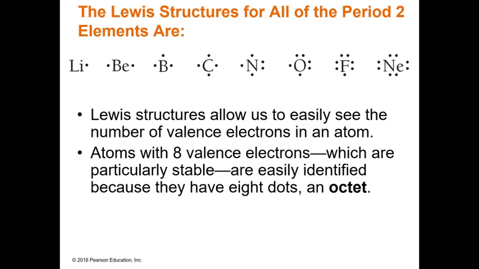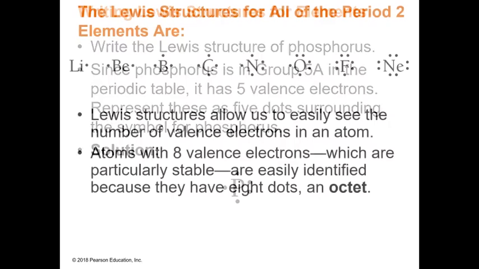When you apply this dot structure to all the elements in period 2, lithium through neon, you can easily count their valence electrons. Atoms with a full set of 8 valence electrons, called an octet, are particularly stable. This stability is key to understanding why atoms bond.